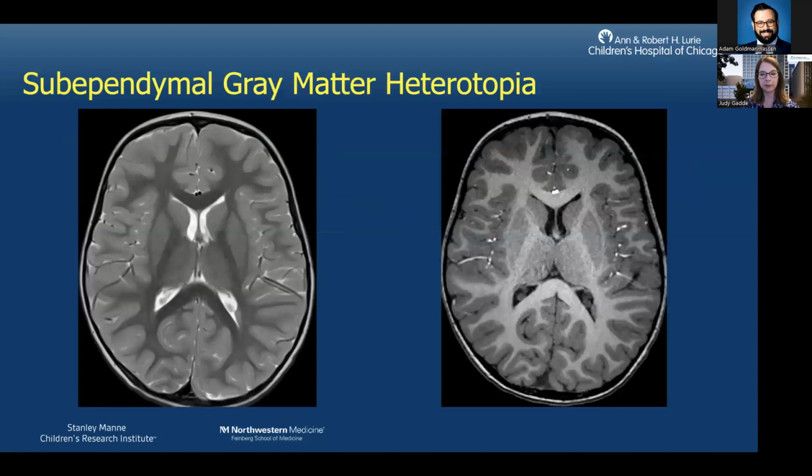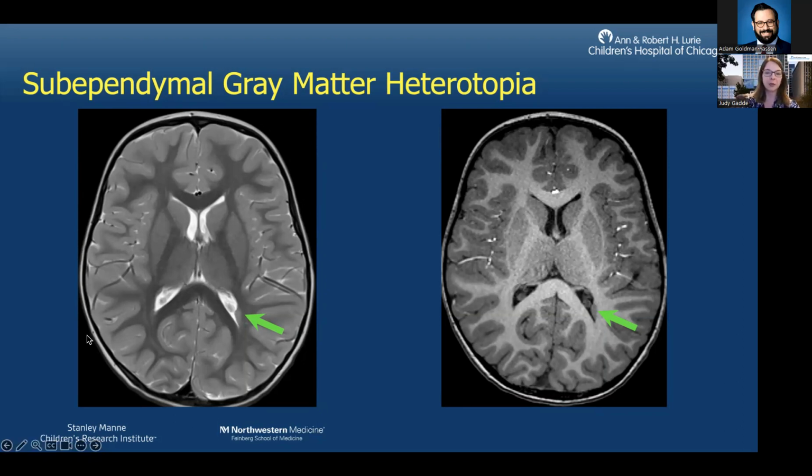So here's an example of a subtle subependymal gray matter heterotopia. We have axial T2 and T1, again, a 3D sequence. And we can see abnormal gray matter signal along the atrium of the left lateral ventricle. I would say this location in particular is very tricky because, as we can see on the contralateral side, this is where the caudate tail will often be seen, like here on the right, but it should never be this far posterior.